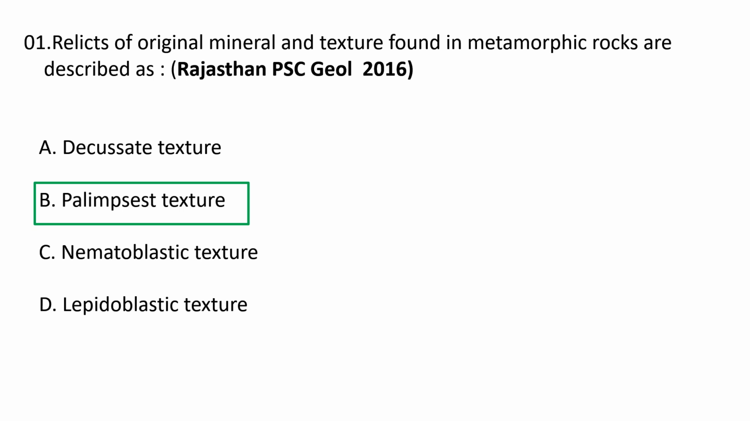This palimpsest texture is also known as a relict texture, which is a texture in the metamorphic rocks that has survived metamorphism, and it shows the original rock type texture. Low-grade metamorphic rocks often preserve relict texture as well. Palimpsest textures can include relict igneous porphyritic feldspar and quartz, and also relict igneous texture. It's also known as a blastoclastic texture and blastosemetic texture. So the relics of the original mineral and texture which is found in metamorphic rocks are described as palimpsest texture. B is the correct option.